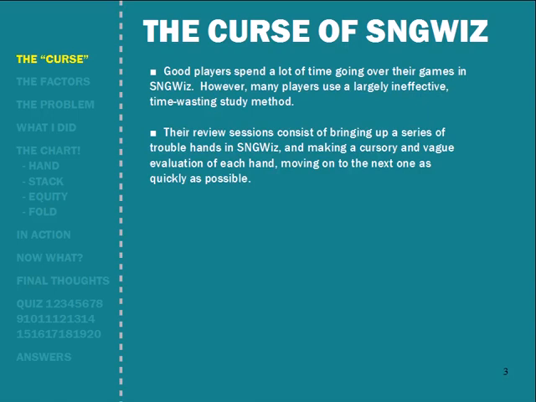Their post-game review sessions consist of bringing up a series of trouble hands in Sit-and-Go Wizard. You bring up all the hands for your game, and all the red X's come out, and those are your mistakes. So they bring up all those trouble hands from their sessions, and they make a cursory and vague evaluation of each hand.